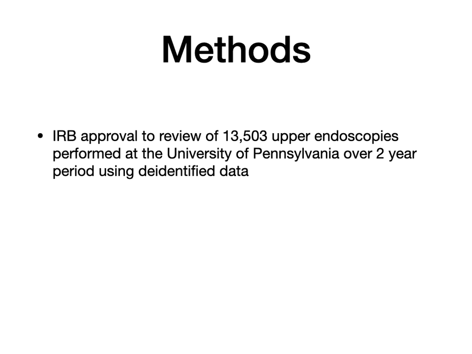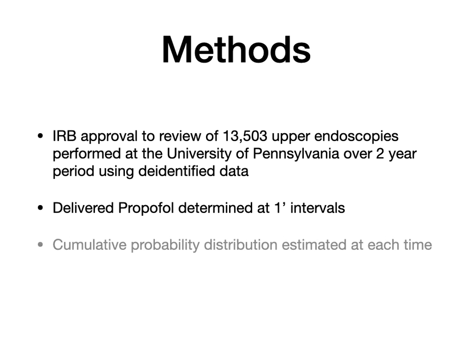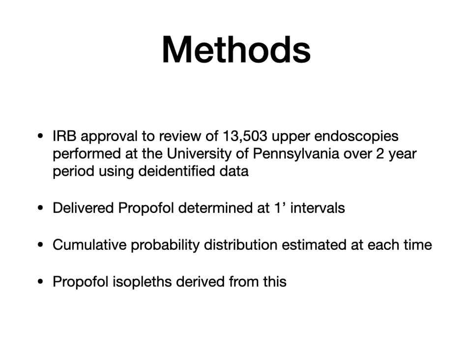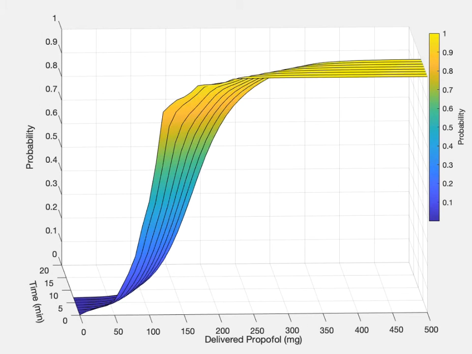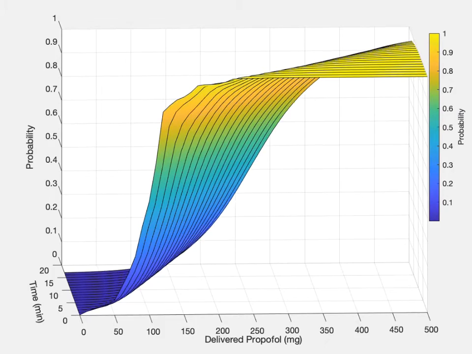IRB approval was obtained to review 13,503 upper endoscopies performed at Penn over a 2-year period from a de-identified data store. Delivered propofol was determined at 1-minute intervals. Cumulative probability distribution was estimated at each time, and propofol isopleths were derived from this, as demonstrated in the next slide. You can see the cumulative probability functions over time.